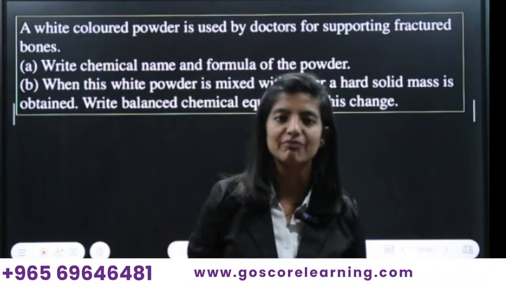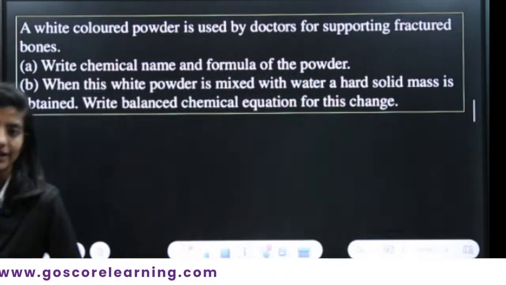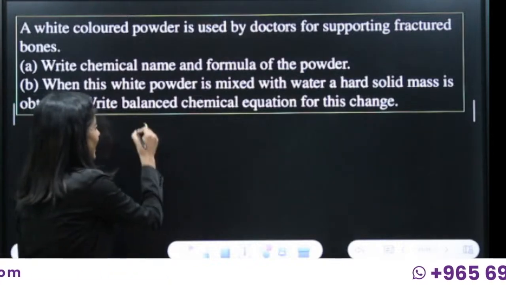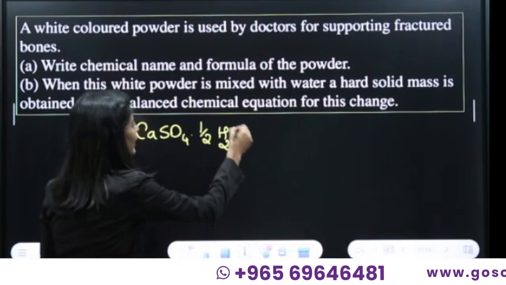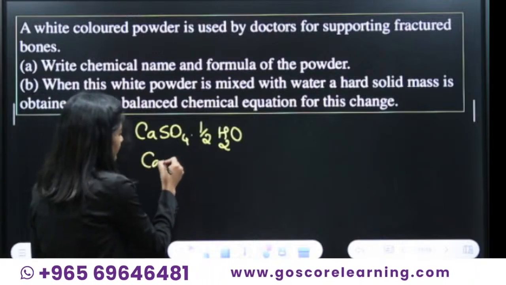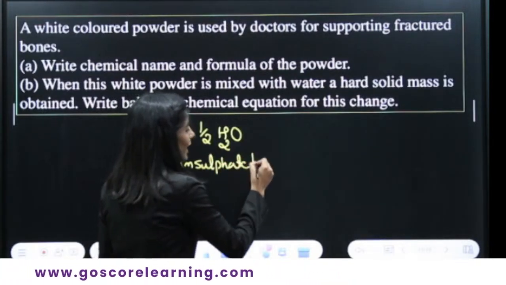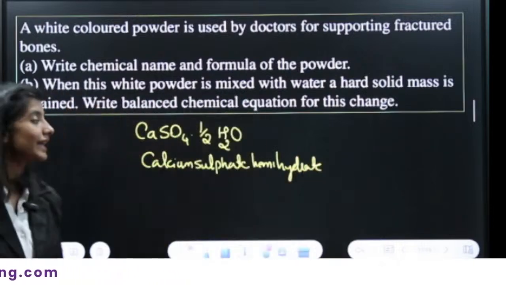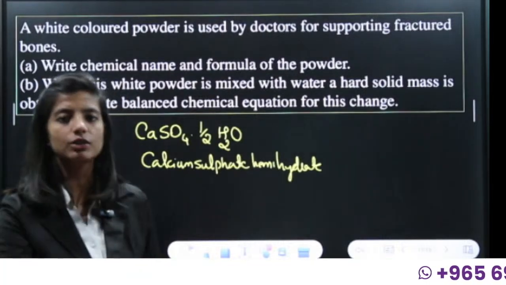That's plaster of Paris, and in chemistry I want the chemical name for that. Plaster of Paris is a common name. So for that, first we will write down the formula. That's your calcium sulfate, CaSO4 half H2O. So that's your calcium sulfate hemihydrate. That's the chemical name that you can give for your plaster of Paris. Hemi is the half, right? So that is a half H2O.